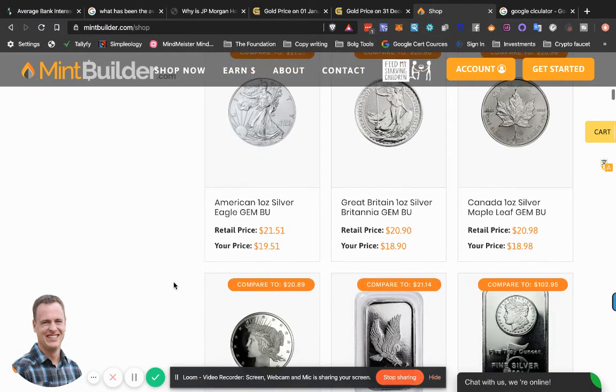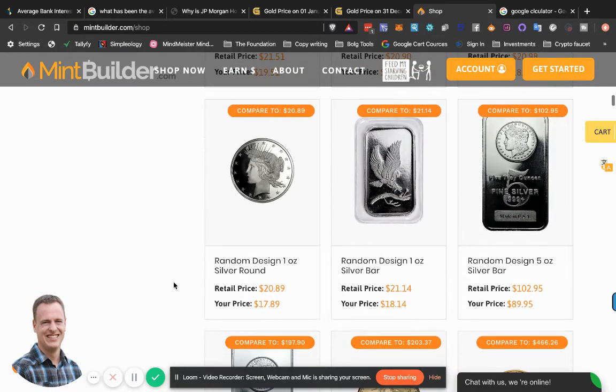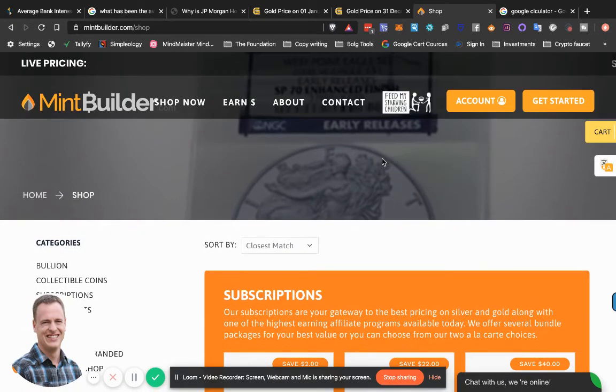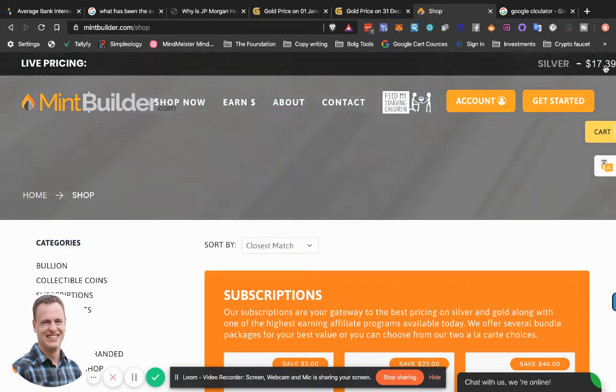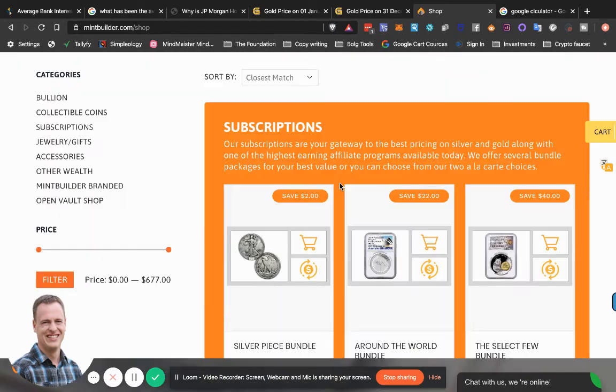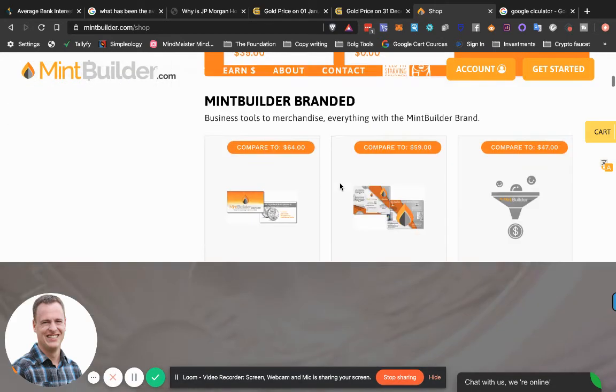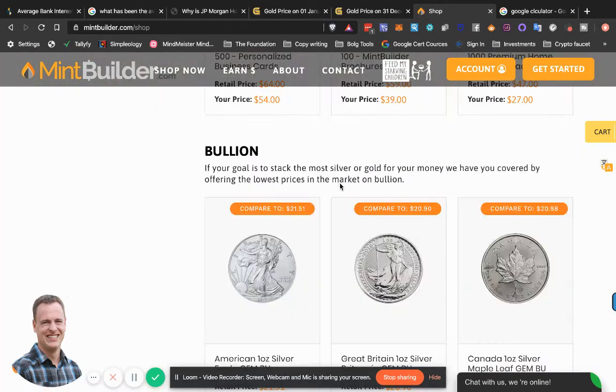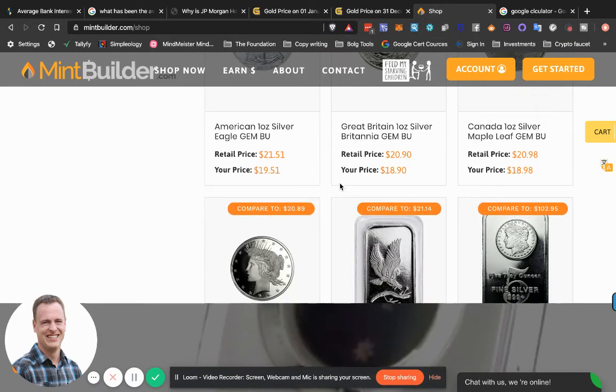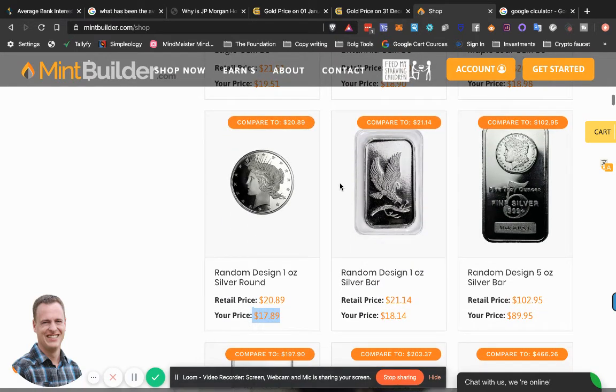So what I look for is this one right here, the random round design. It is the cheapest price you can get. Like if you look up here, hold on, let me scroll up real quick. Where's the ticker? Yeah, here you go. So 17.39 is the silver price right now. Sorry, my computer's slow when I record. If you go down to this random design silver, it's at 17.89, right? So you're only paying a few cents over the spot price for this.